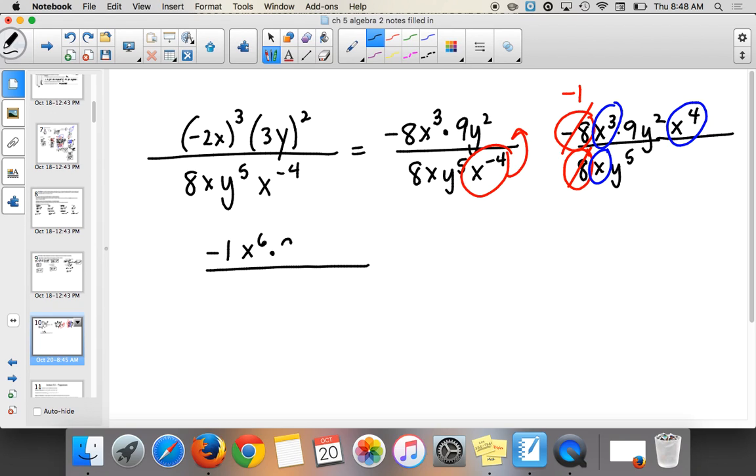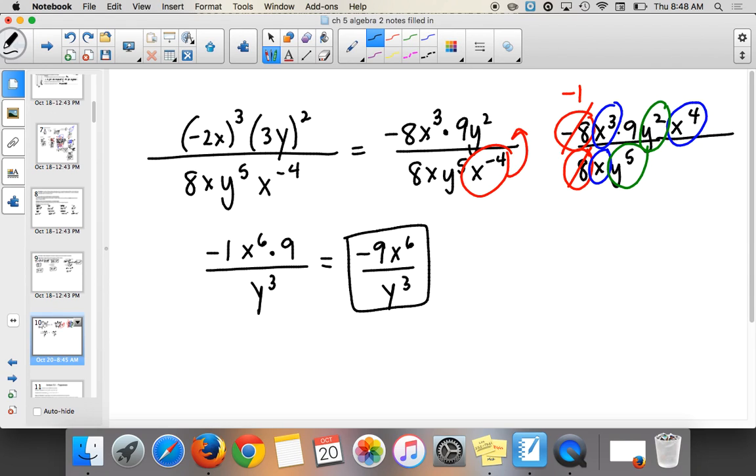I still have my 9, and then I have a y squared and a y to the 5th. So what's that give me? Y to the 3rd on the bottom, exactly. So my final answer is going to be negative 1 times 9, so negative 9, x to the 6th all over y to the 3rd. Did we all get that?